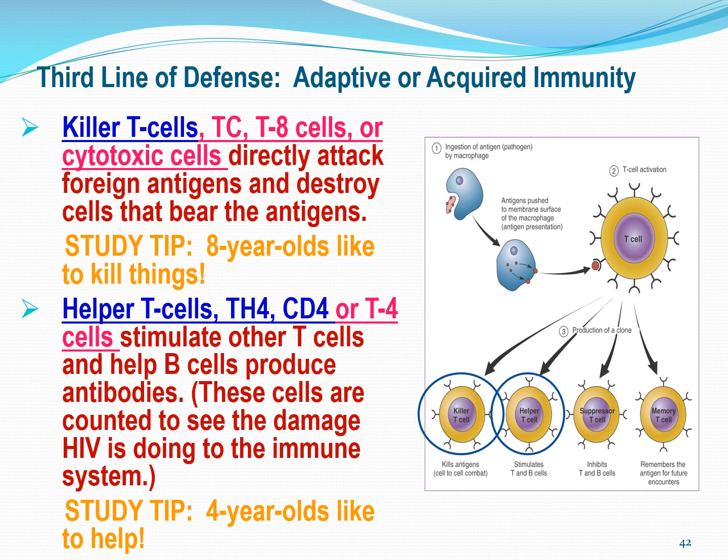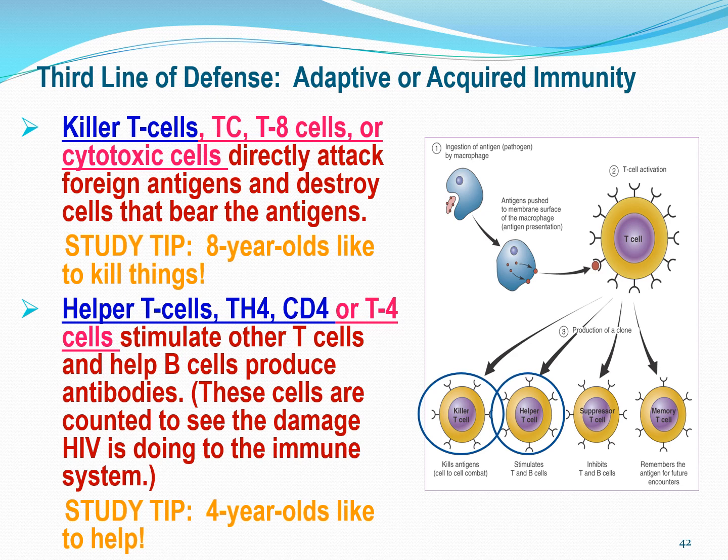We have killer T cells, also known as T8 cells or cytotoxic cells. They directly attack foreign antigens and destroy cells that bear the antigen. Okay, so remember, 8-year-olds like to kill things? T8 cells. These are just little fun tips, guys, trying to help you, because I know this is a lot to remember for the test. So just study tips to get you to lock this stuff into your mind, okay?